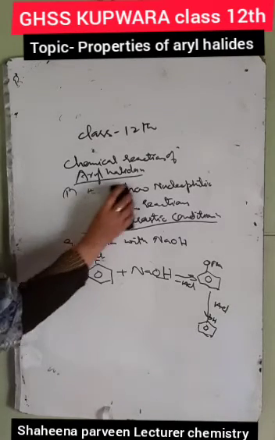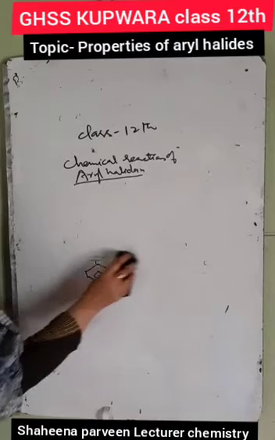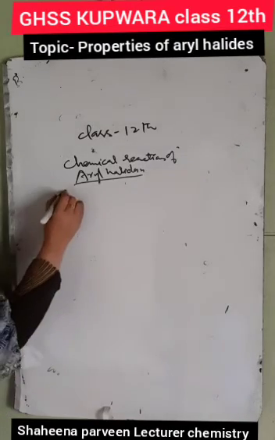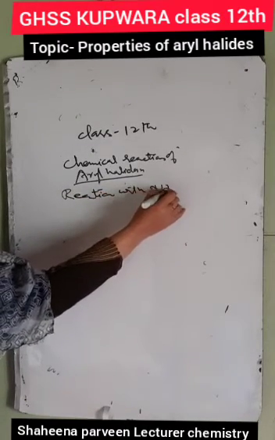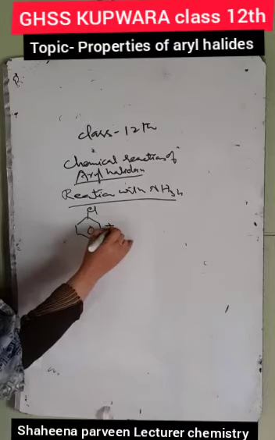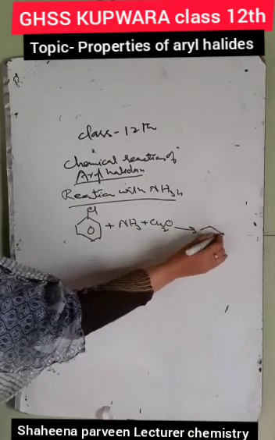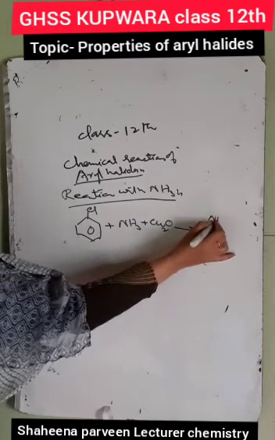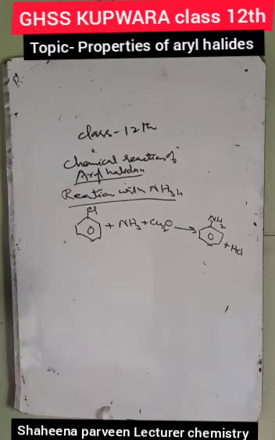Number second, reaction with ammonia or sodamide. Reaction with ammonia, NH3. If we take chlorobenzene and add ammonia, NH3, in the presence of cuprous oxide, it results in the formation of aniline. This is another nucleophilic substitution reaction shown by the aryl halides under drastic conditions. So these are the two important nucleophilic substitution reactions shown by the aryl halides under drastic conditions.